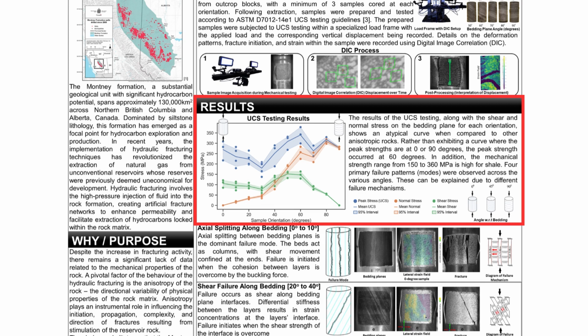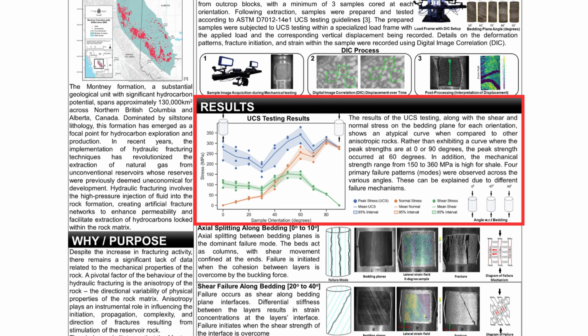After the testing was completed, the UCS results were compiled, and the shear and normal stress components along each of the bedding planes for each orientation were calculated. The results of the UCS testing show an atypical curve when compared to other anisotropic rocks found in literature, as you might expect to see a shoulder curve where the peak strengths are at 0 or 90 degrees. Instead, we see that the peak strength is actually around 60 degrees. In addition to this, the mechanical strength of the Montney Formation rocks range from 150 to 360 MPa, which is considered quite high for shales and siltstones.